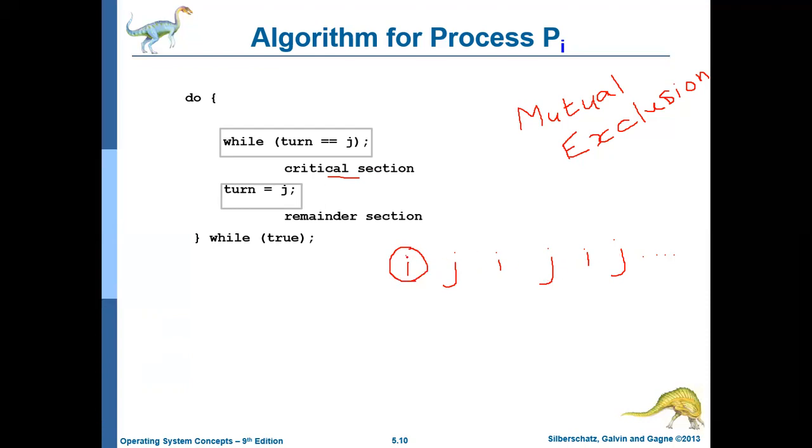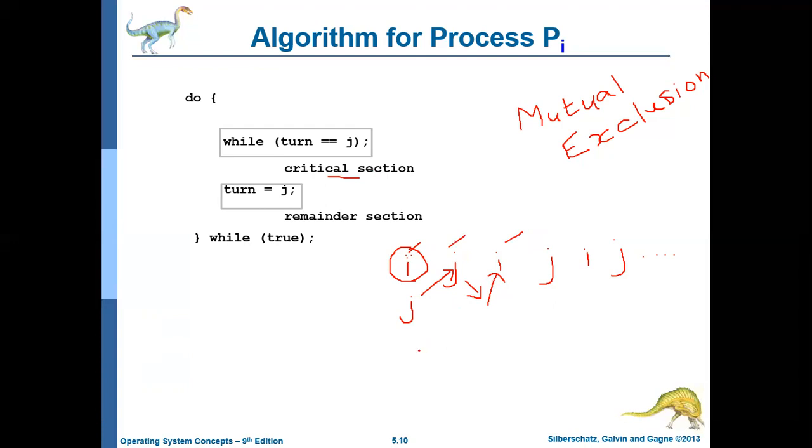It can be either i j or j i, but it follows that order. If i first enters the critical section, then it makes j the next turn, and then j is forced to enter the critical section. Even if j doesn't want to enter the critical section, j is forced to enter. Then j makes i the next to use the critical section, and even if i doesn't want to enter, i is forced to enter. So this is the problem with this particular algorithm: it strictly follows this order.